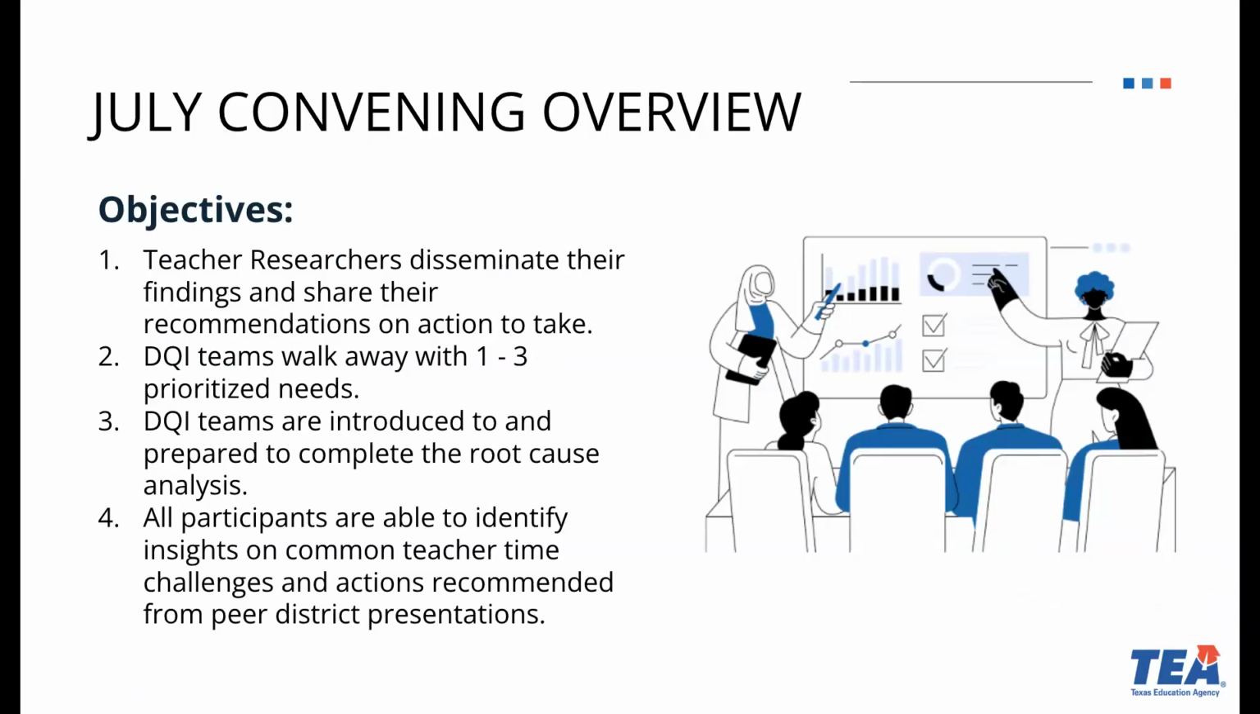You will also have a practice run of this at the June DQI team meeting at the end of June. I think it's June 26th or June 27th. It's on the calendar. You will have a practice run to actually share your findings and your actions to take. The DQI teams will walk away with 1 to 3 prioritized needs based off the findings that you share and some data that they have collected.